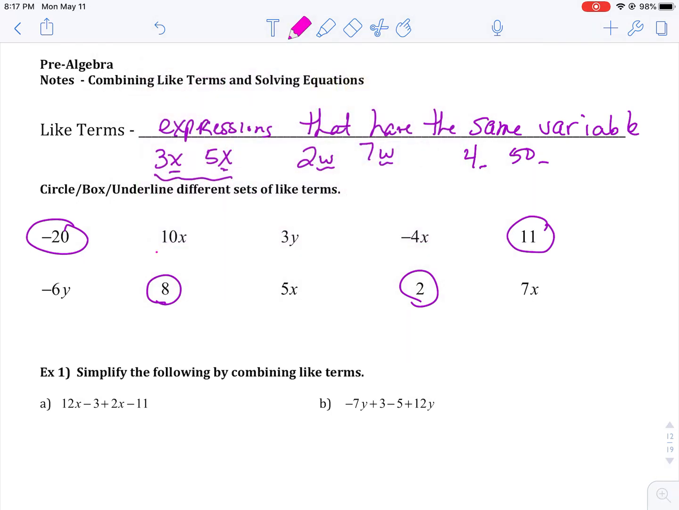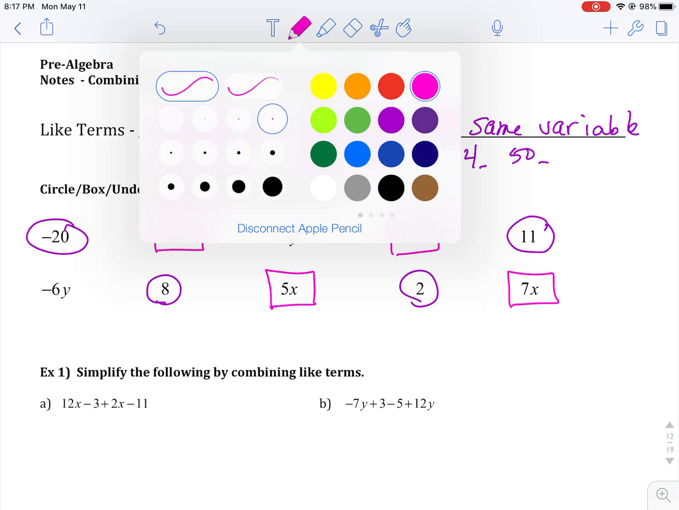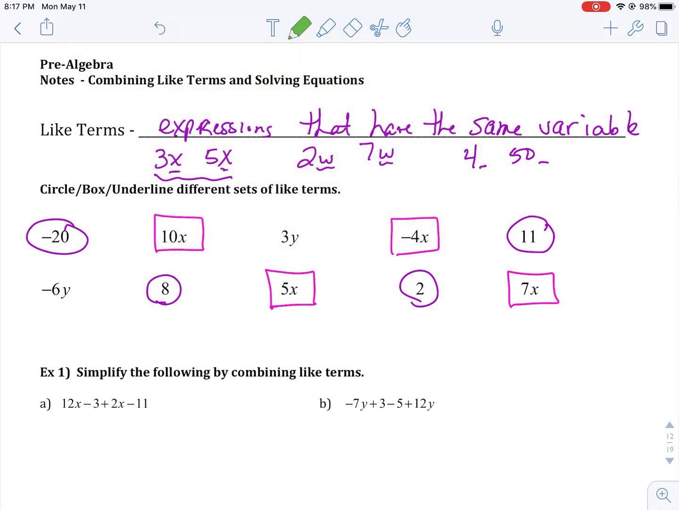All right, so the next one is 10x. So I've got 10x, so I'm looking for other terms with x's. So I see a -4x, I see a -6y, so that doesn't work. I see a 5x, and then I also see a 7x. So all of those are what we call like terms. The last one, I have a 3y here, so I'm going to just underline that one. I've got 3y. I also have a -6y. So those would be considered like terms as well.